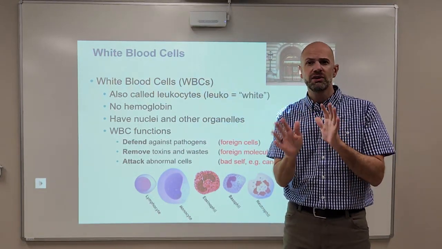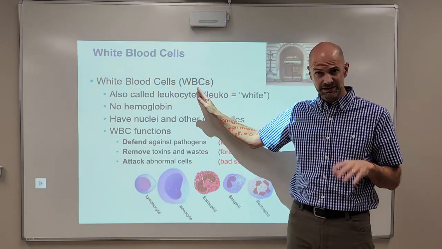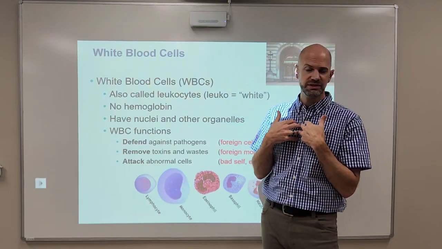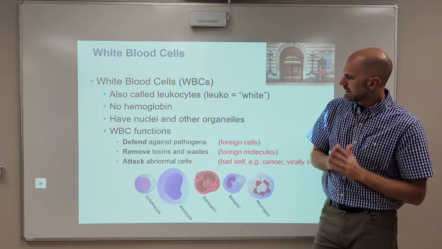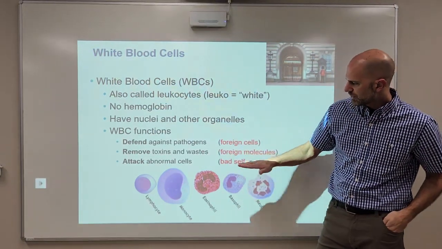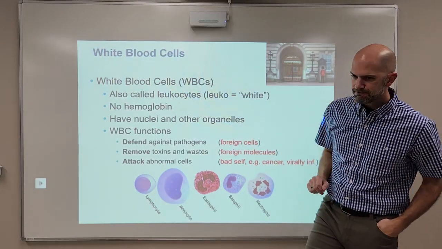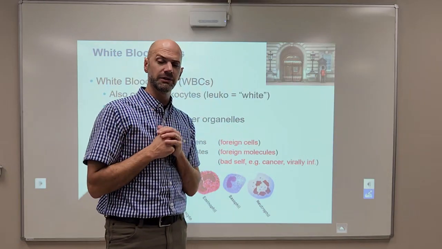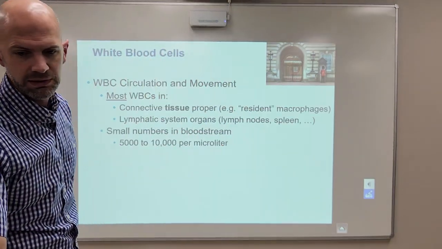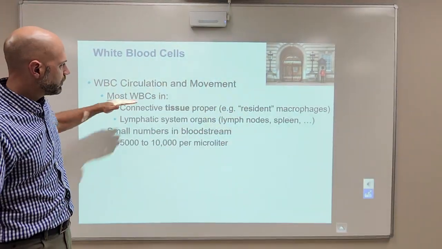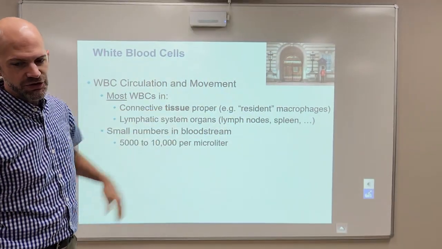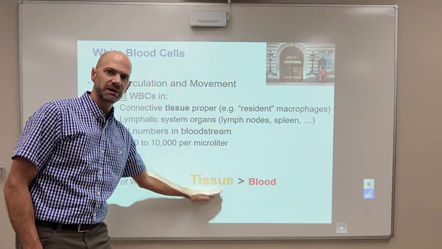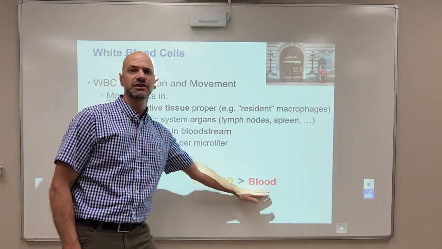Now, of course, not all cancers can be detected. It would be wonderful if we could detect all cancers with our own immune cells, but it's not possible. So: foreign cells, foreign molecules, and bad self. Virally infected cells would also be considered bad self. Most white blood cells are in the tissues. More white blood cells live in the tissues than are circulating.